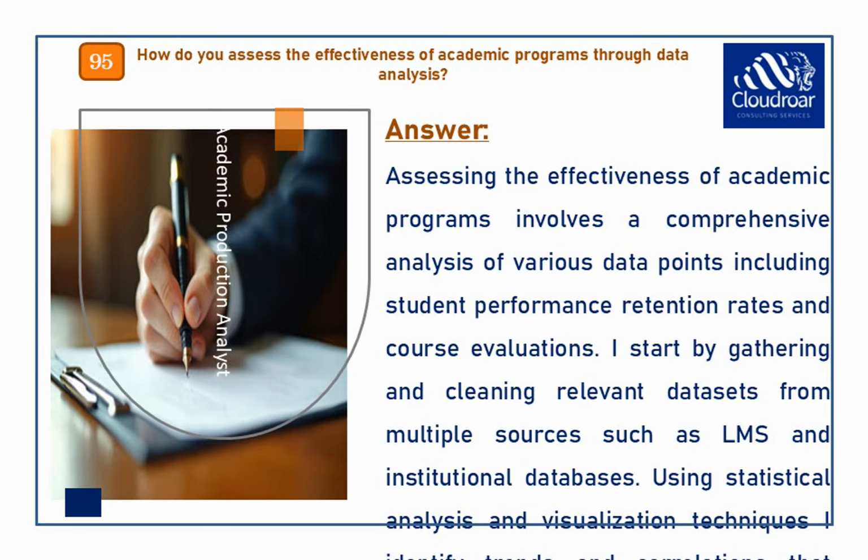Question 95. How do you assess the effectiveness of academic programs through data analysis? Assessing the effectiveness of academic programs involves a comprehensive analysis of various data points, including student performance, retention rates, and course evaluations. I start by gathering and cleaning relevant datasets from multiple sources, such as LMS and institutional databases.